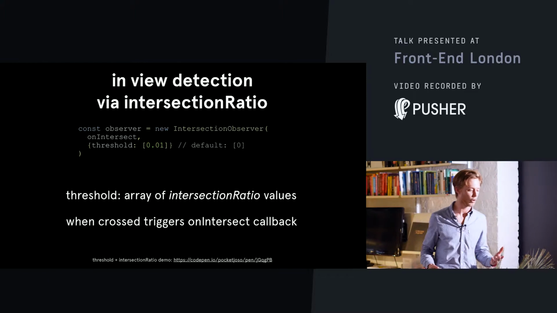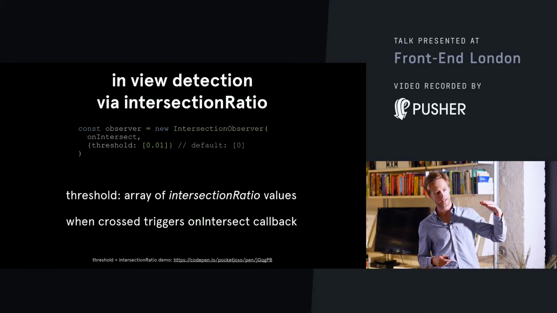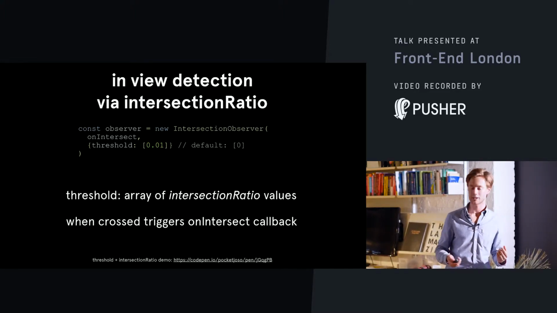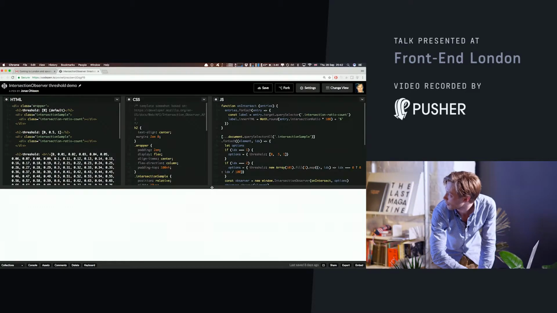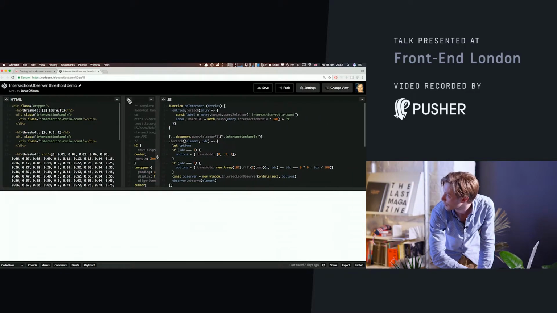0 means 0% in view. You can specify a bunch of them. And when each of them is crossed, when the element becomes more or less visible than this, you will get the callback that I've specified, the onIntersect callback. So in this example, let's just look at the JavaScript. It's the most interesting part.